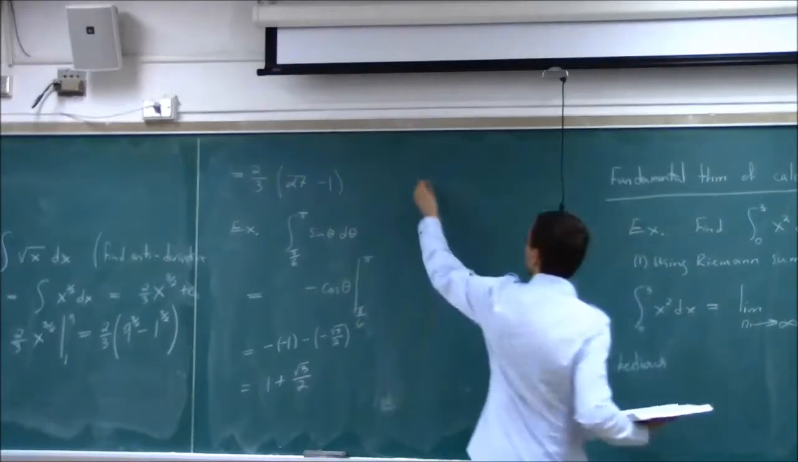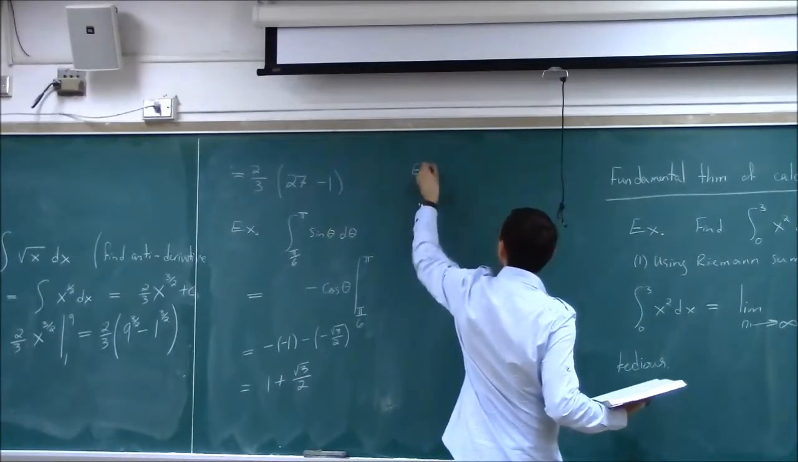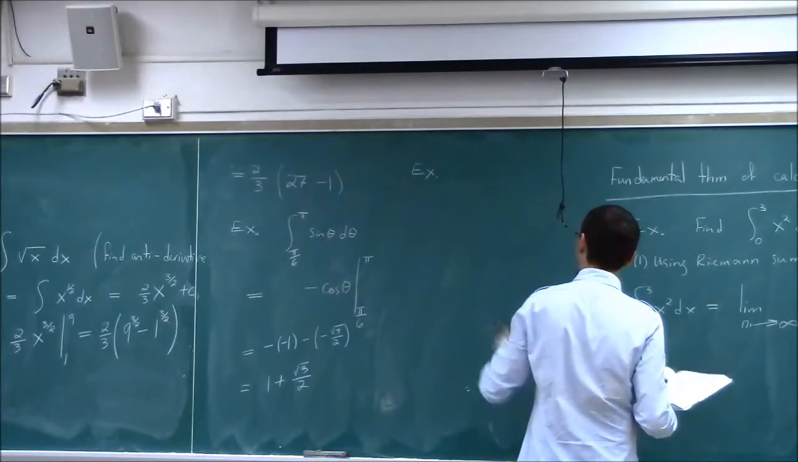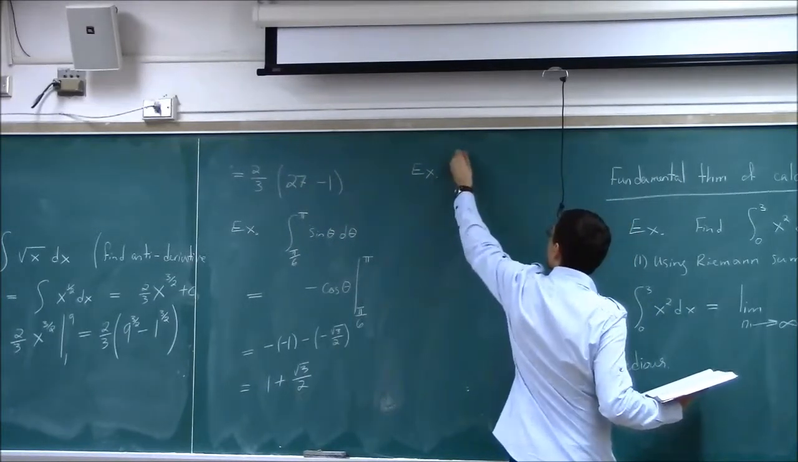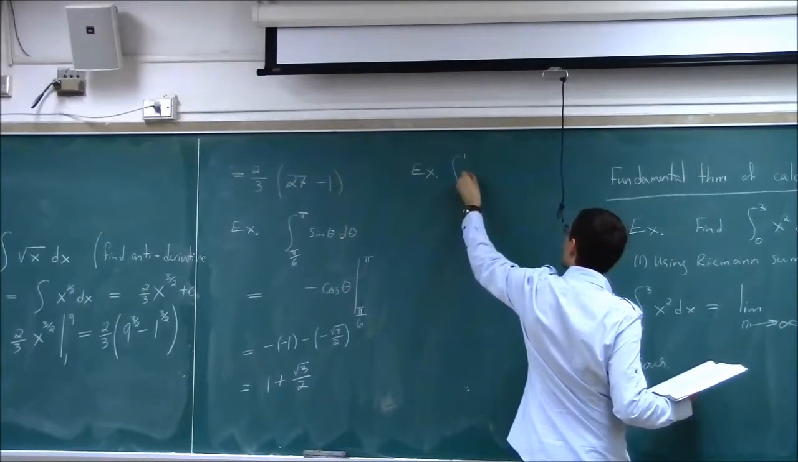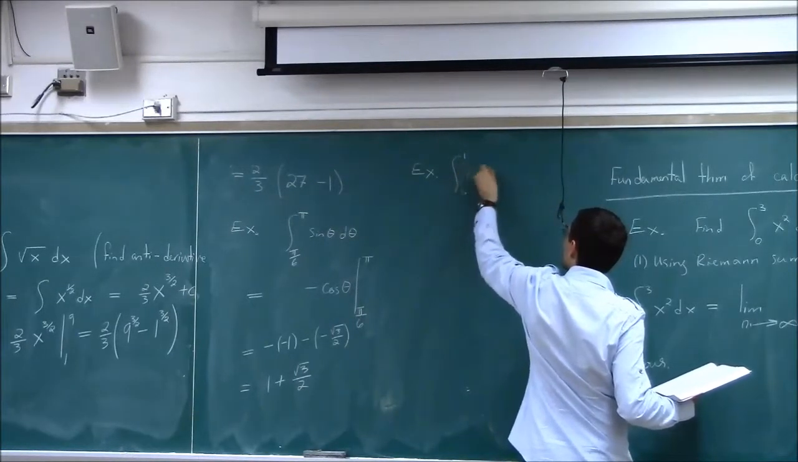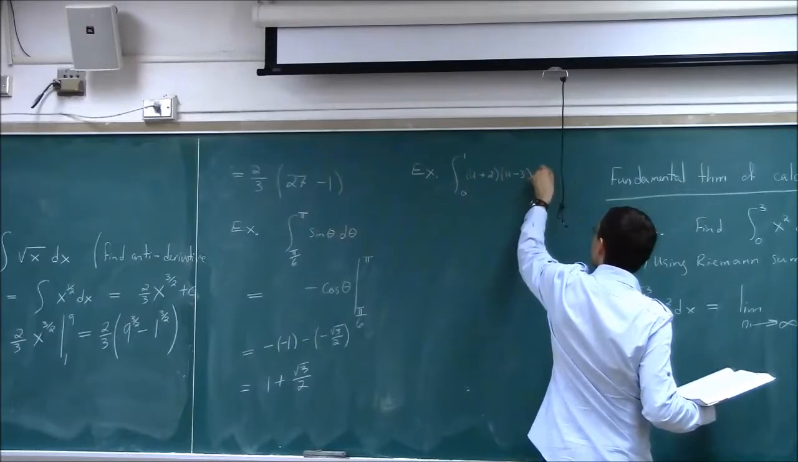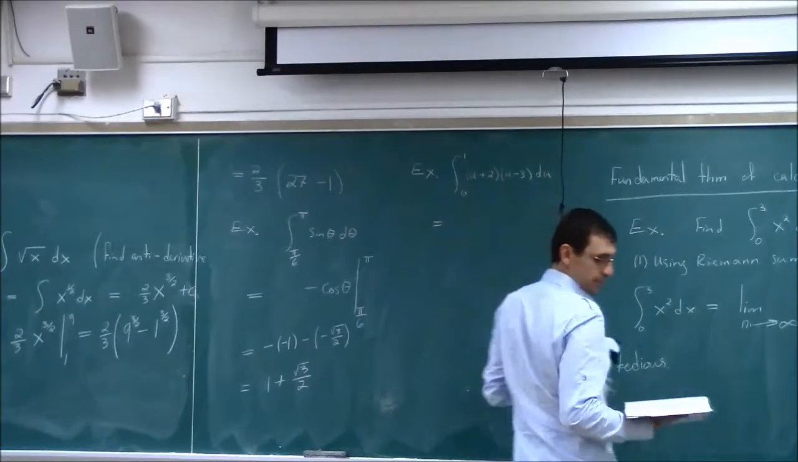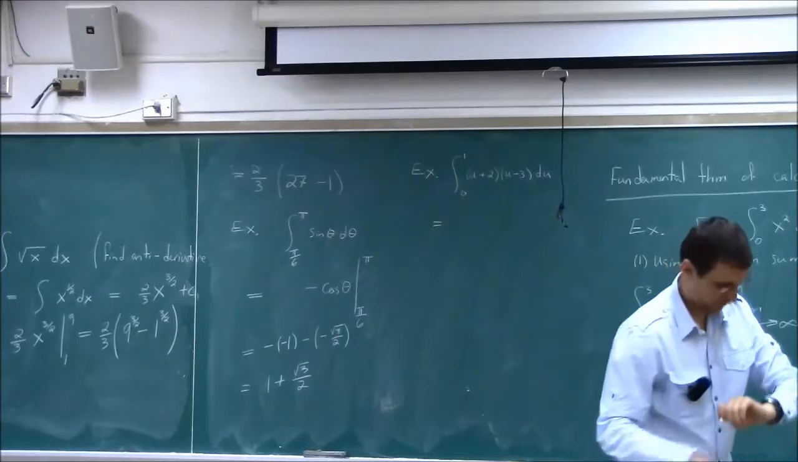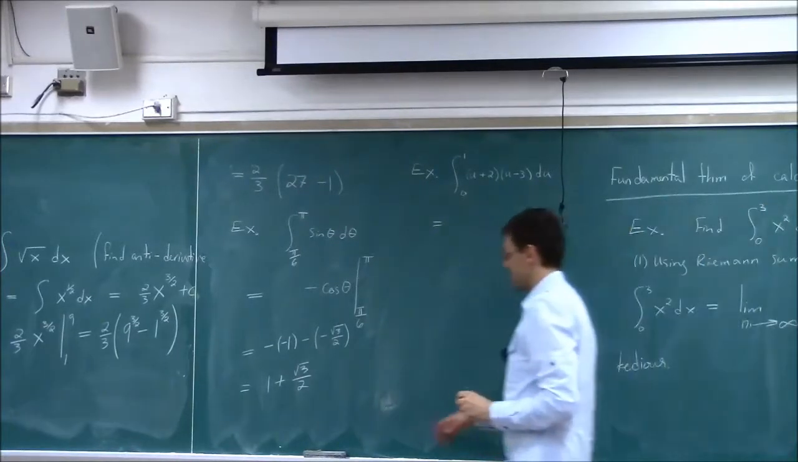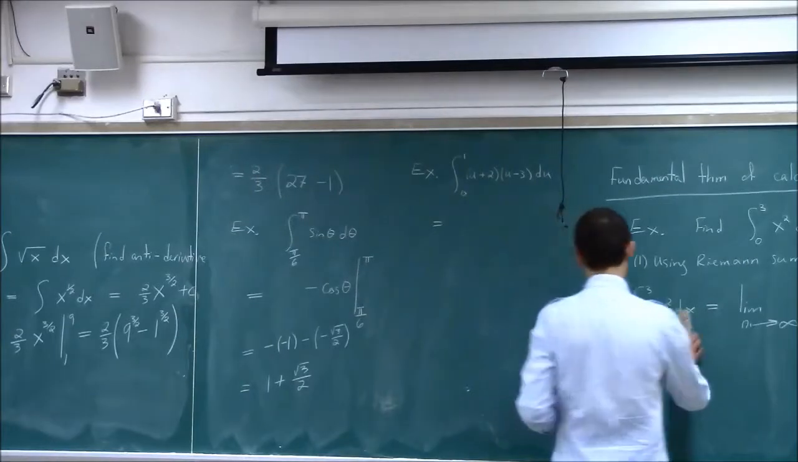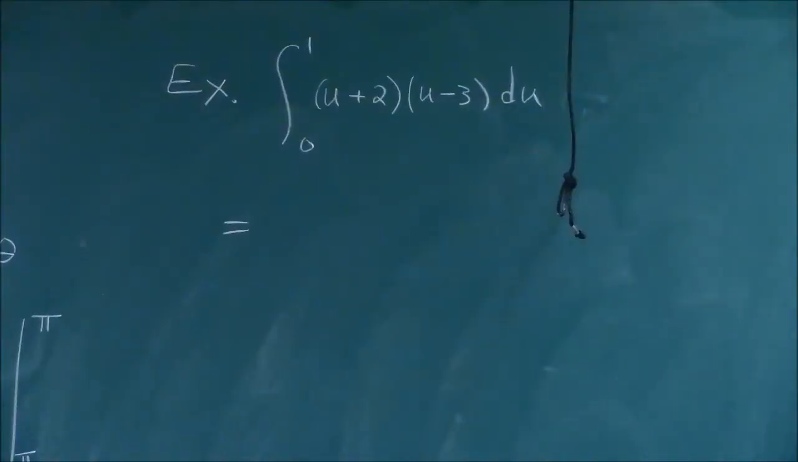Let's do a few more examples. So what do you do if you encounter something like the integral from 0 to 1 of u plus 2 times u minus 3, du? Suggestions. What do I do here?